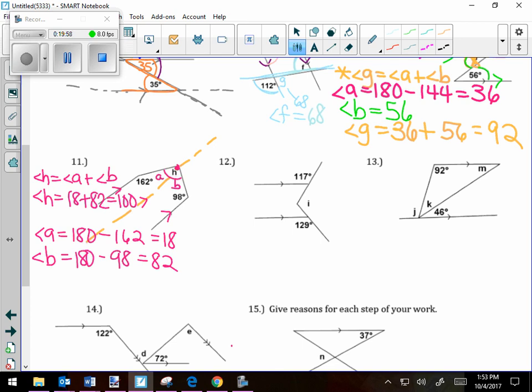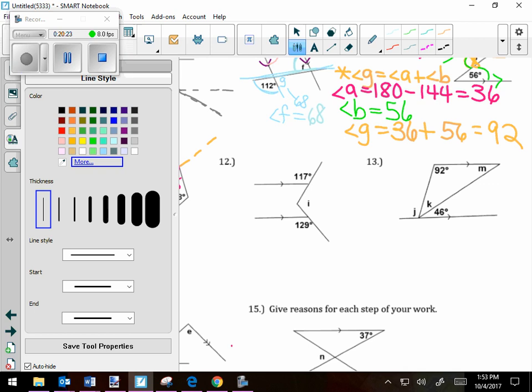Angle A is a same side interior to 162, leaving me 18 degrees because they're supplementary. Angle B is a same side interior to 98, subtracting from 180 leaves me 82. And when I go back in my final step, angle H is a combination of angle A plus angle B, which will give me 100 degrees.